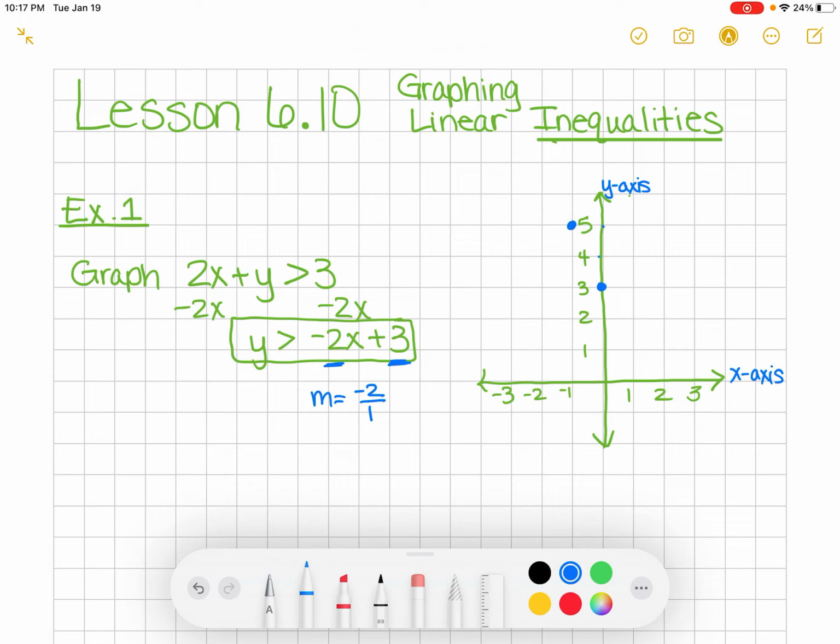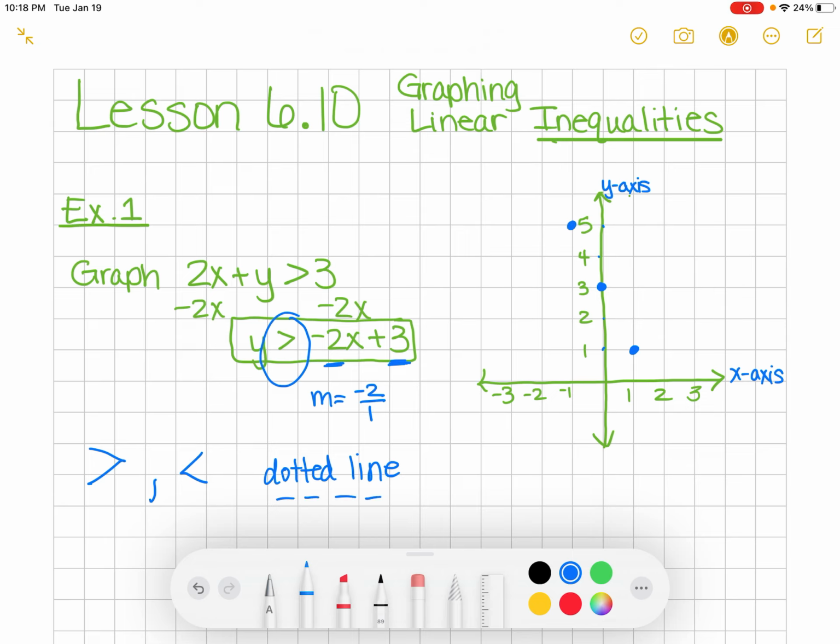Okay, and it's good to do a third point. So if you want to, you could go down 1, 2, and over 1, and there's your third point. Okay, so make sure that it's leaning or going to the left, pointing to the left. And now before I draw my line, we're going to look at this symbol, okay? If it is a greater than or a less than, you're going to have a dotted line.